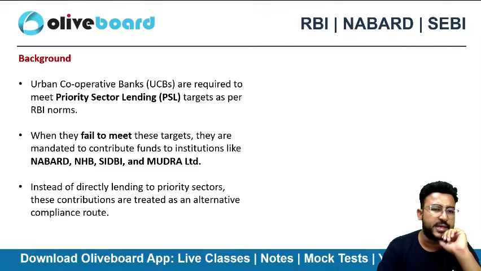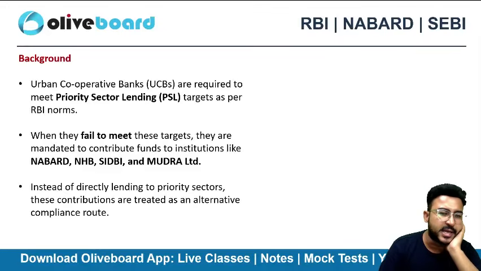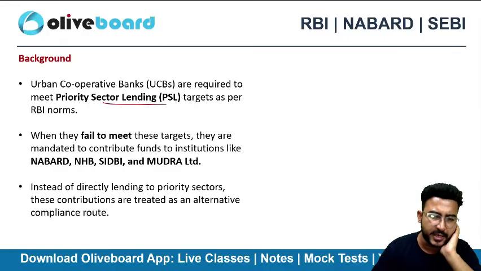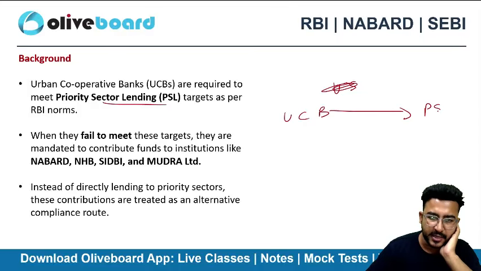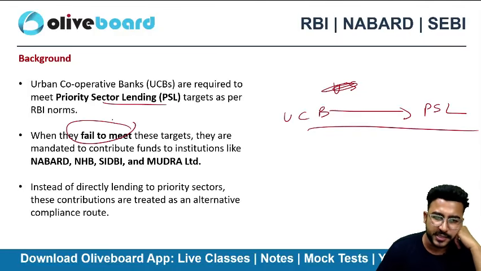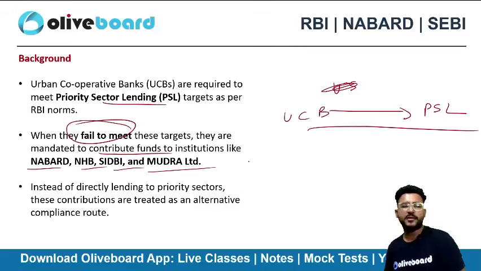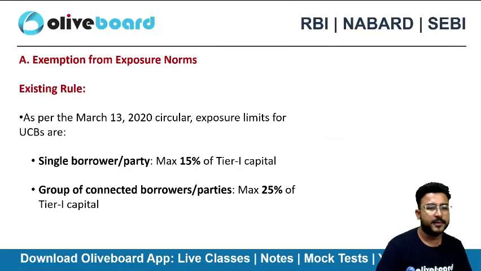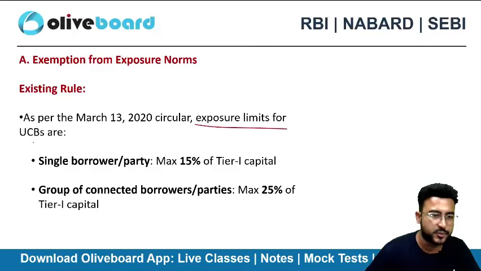What is the limit here? Urban cooperative banks are required to meet the PSL targets just like any other bank, right? So the UCBs are also required to meet the PSL targets. Now let's suppose they are not able to meet the PSL target. What they can do is just make a contribution to funds like NABARD, NHB, SIDBI and Mudra, right? Just make that contribution. So there is a limit. There is an exposure limit for UCBs.